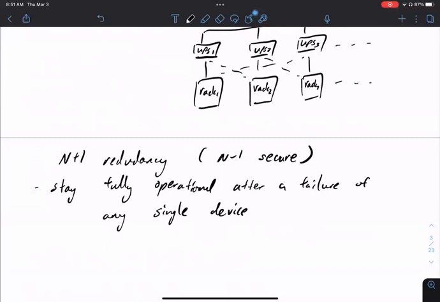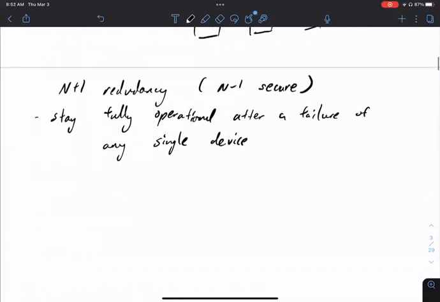I don't require everything to be able to connect to everything. What I require is that if one of these things goes wrong, I can still maintain full operational capability. In their literature it's called n+1. In our power system literature, it's called n-1 security. It's the same thing. You take one of them out, it should always work.